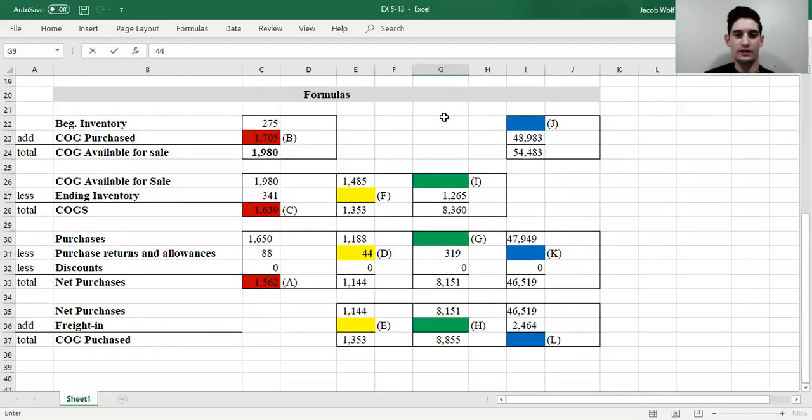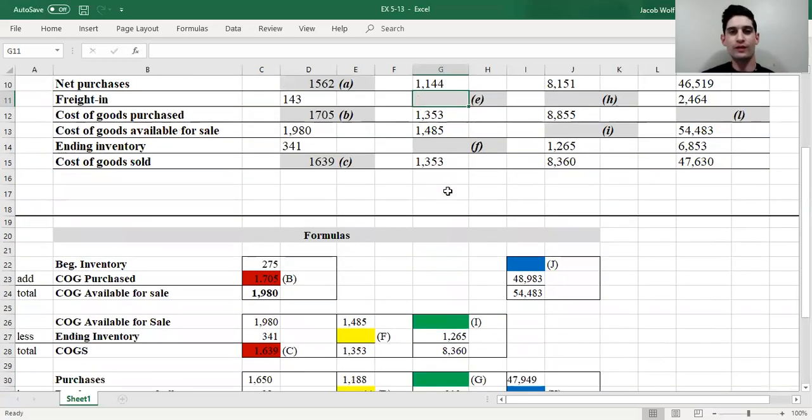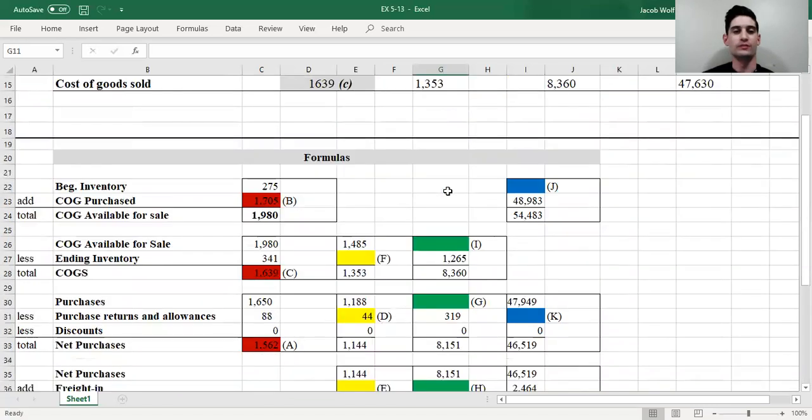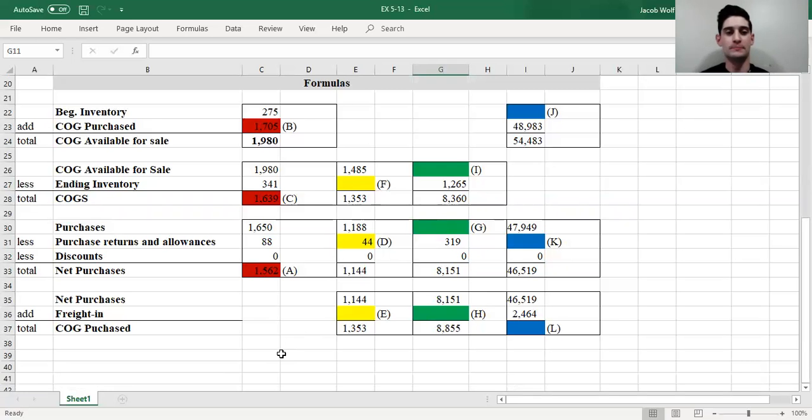Next, we're going to be finding, well, actually, we'll go to E. Since I do not know the alphabet, I went ahead and went to D. We're going to go to E now. That's our freight in. Freight in was a little tricky for me to find, but just looking at the table and the relationships between the different values, I have the formula: net purchases plus freight in is our cost of goods purchased.